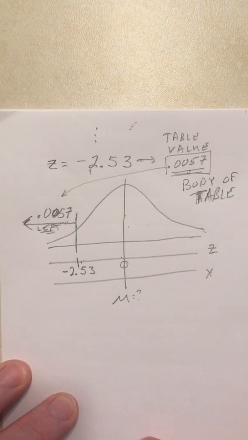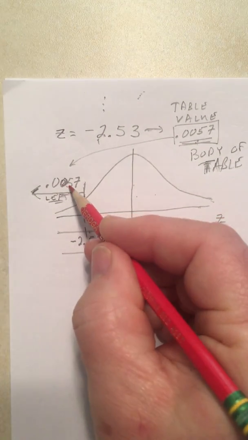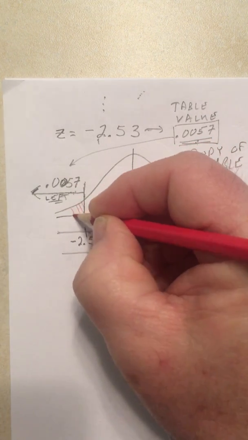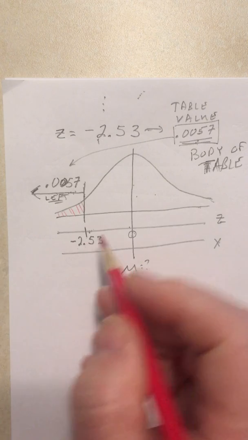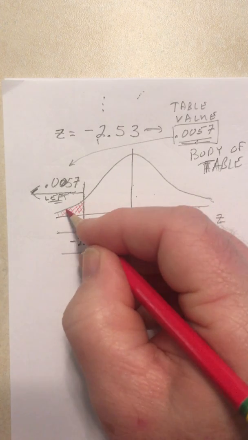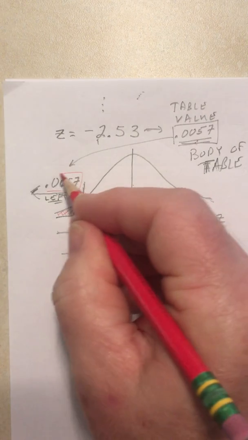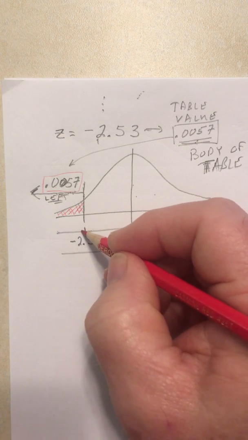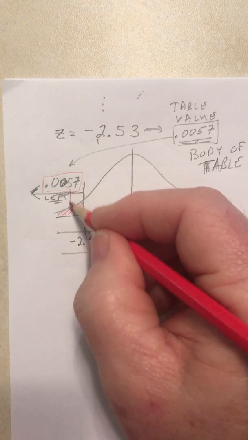Now, what does that number represent for our problem? This is it. The 0.0057 gives us the area in the region to the left of negative 2.53. 0.0057 is the area, and remember what we said from our previous work, area is probability. So 0.0057 is the probability of obtaining a value in this region. 0.0057 is that area, which is that probability.